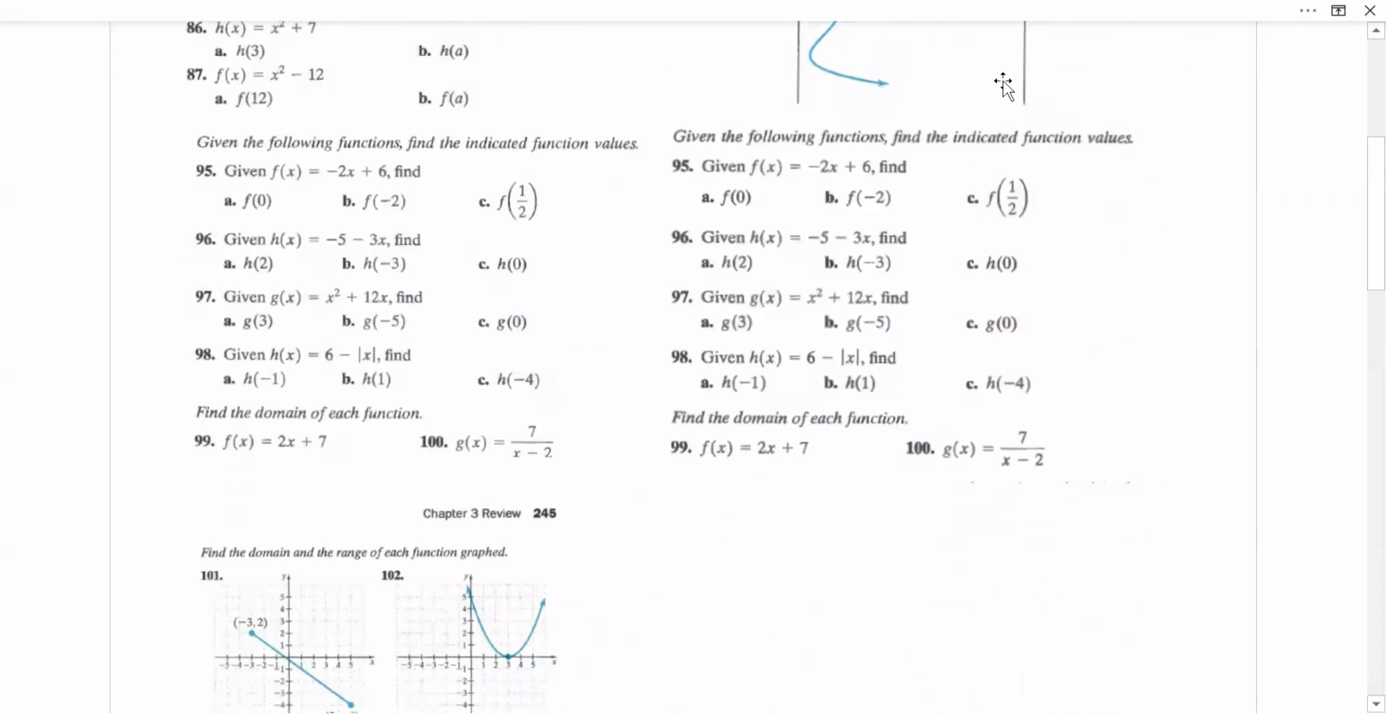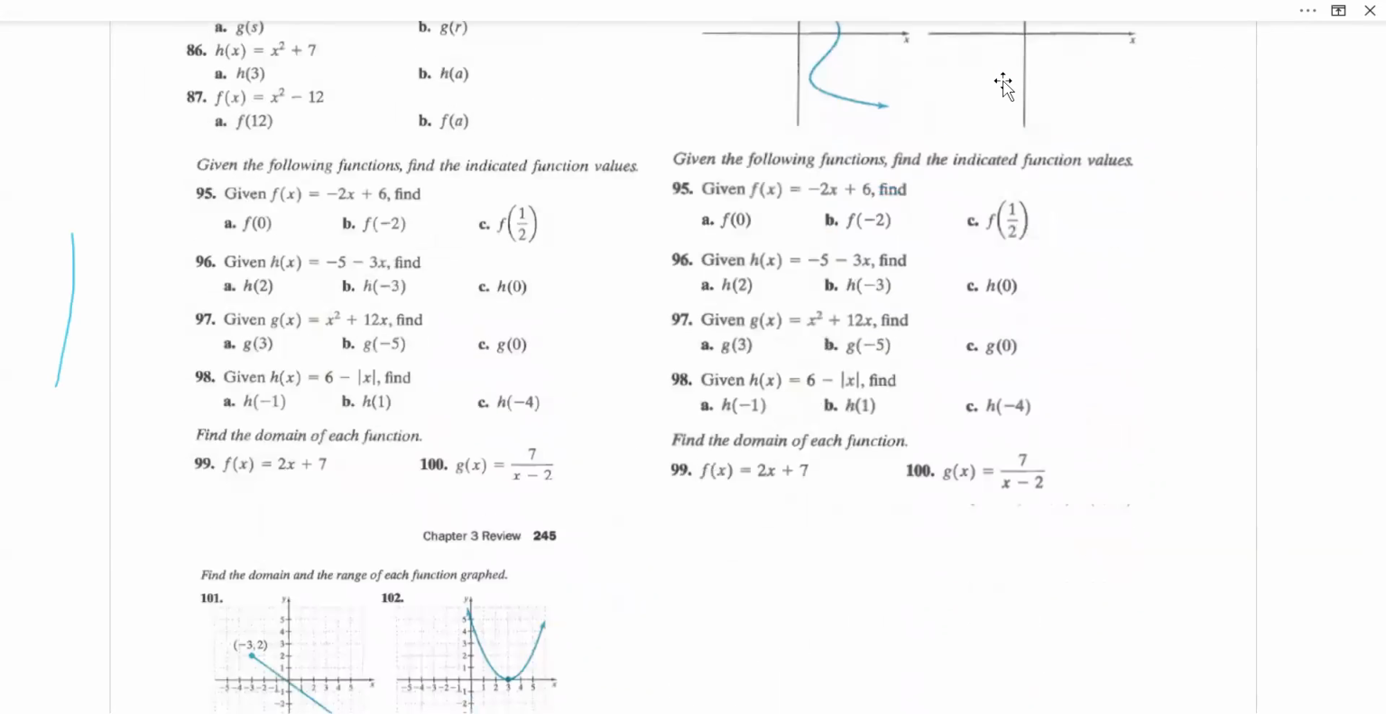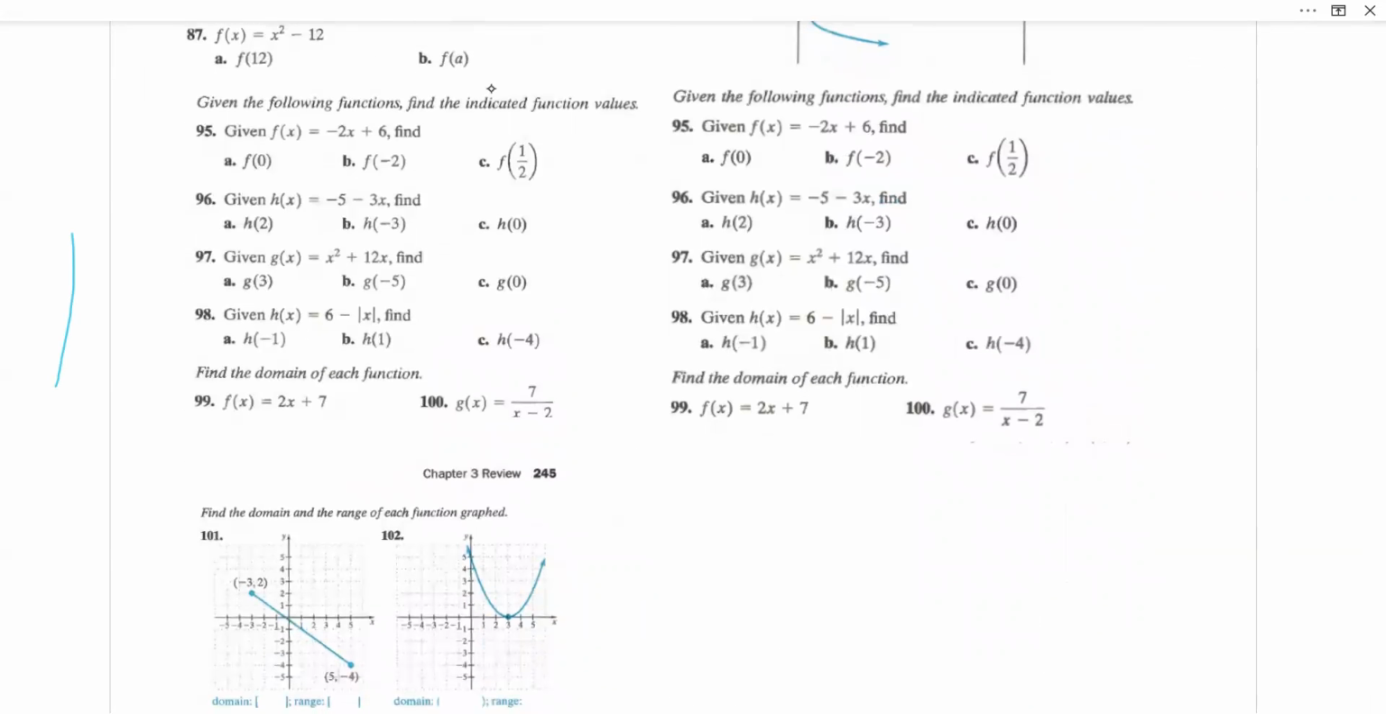Okay, let's see 95. Let me see this part, the right part. Oh, no, let's go down here. Okay, see 95. This is the same as before, right? So we have the following functions. Given the following functions, find the indicated function values. Actually, it's just the same as what we did before. I'd like you to be familiar with this concept, and at the same time familiar with this kind of process.